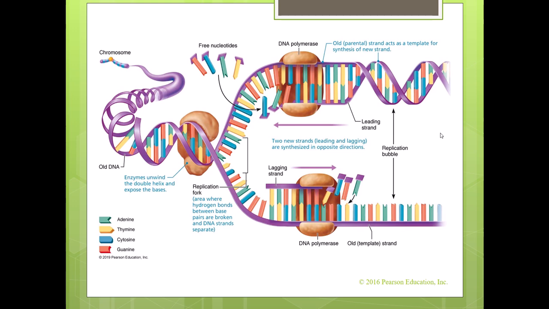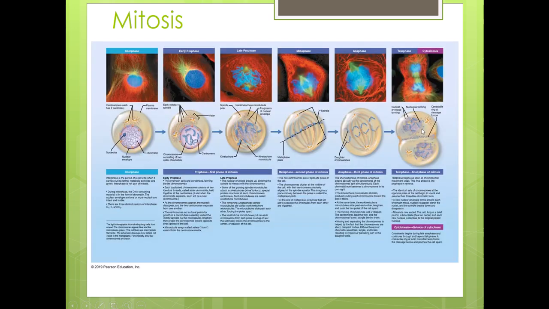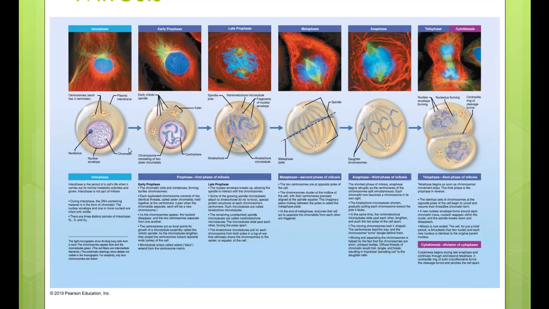So our two new helices have an old strand of DNA and a new strand of DNA. And so this is considered semi-conservative replication because half of the new helix is an old strand of DNA.